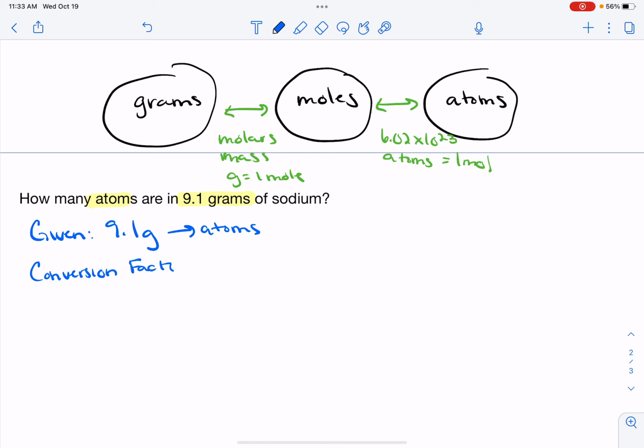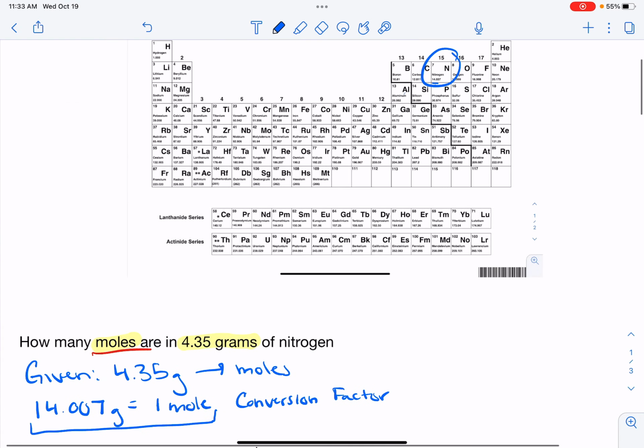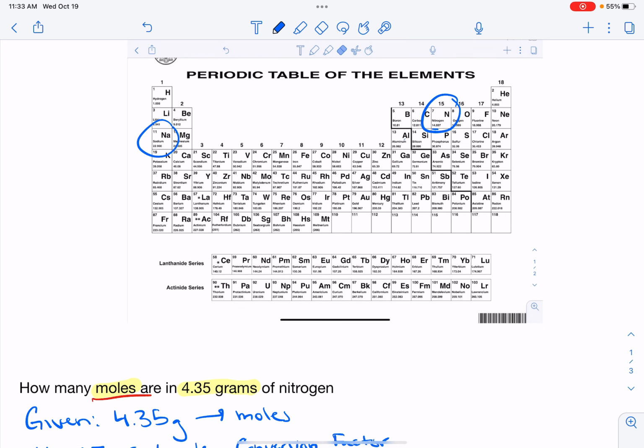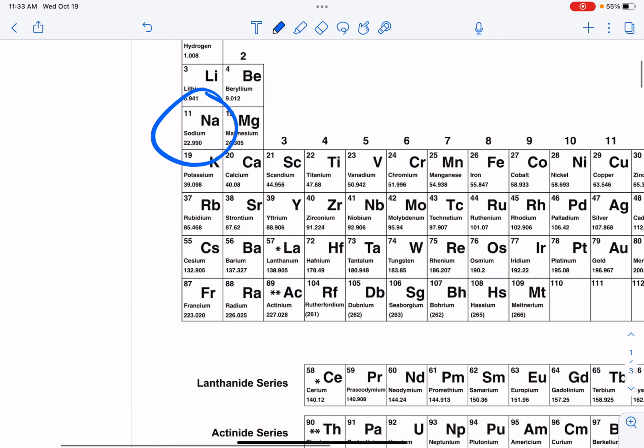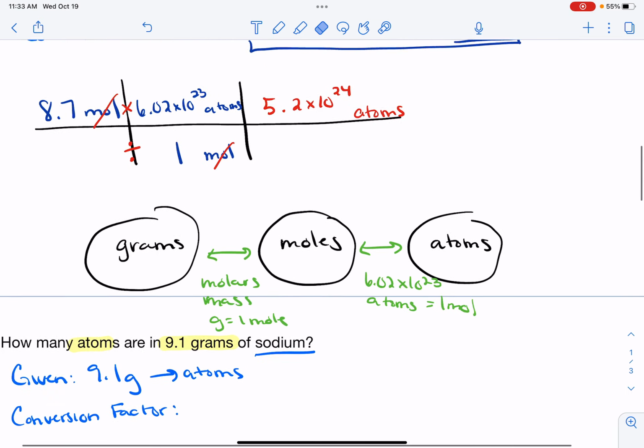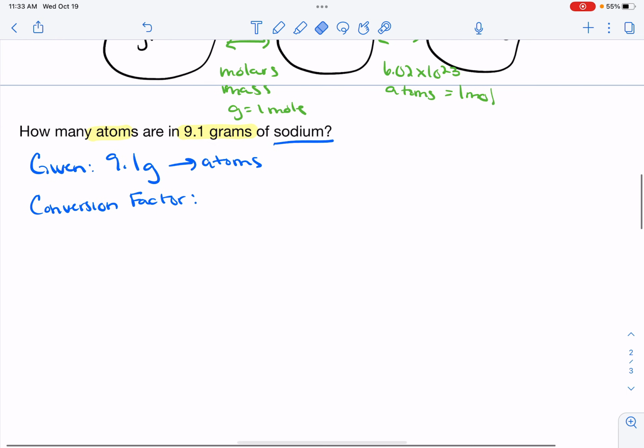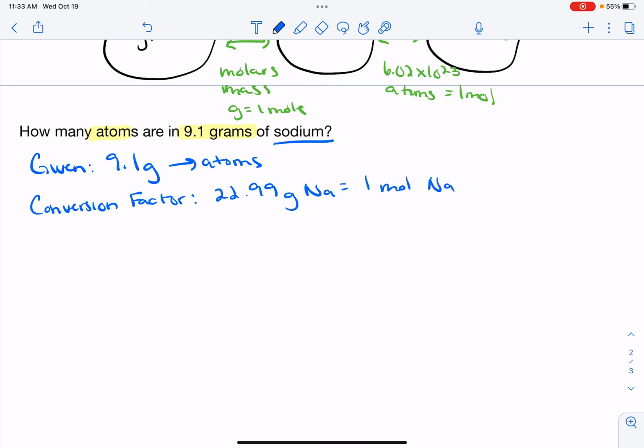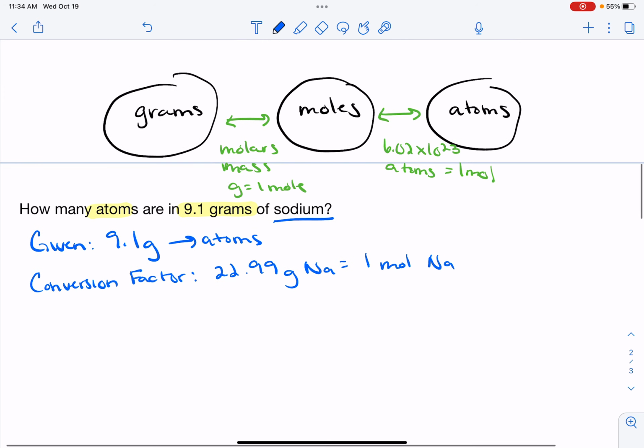So we're going to have to find two conversion factors here. The first conversion factor we're going to need is the molar mass. Here I'm looking at sodium, so I go up to my periodic table, find sodium, and I can see the molar mass is 22.99. That means 22.99 grams of sodium equals 1 mole of sodium. So that's our first conversion factor, and that's going to get us between grams and moles.